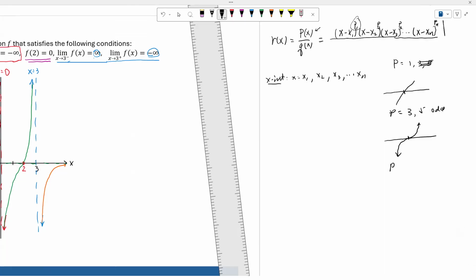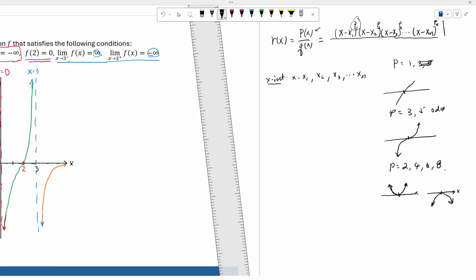And if p is even, 2, 4, 6, 8, then basically the function will again consider this x-axis. Basically the function just touches the x-axis, either this way or this way. It just touches the function, okay, as the x-intercept.